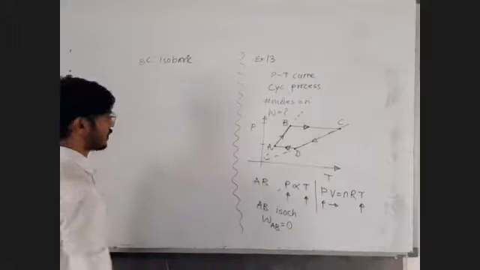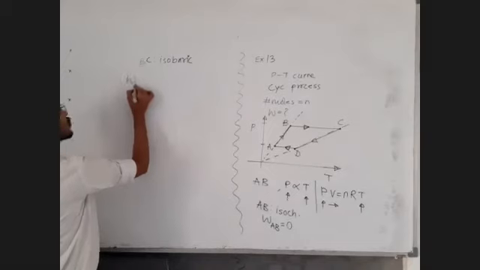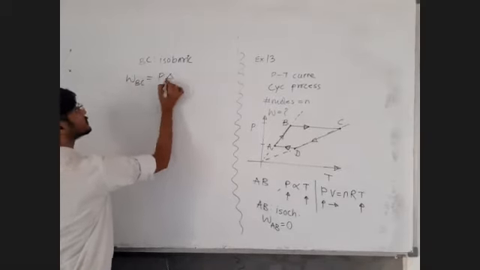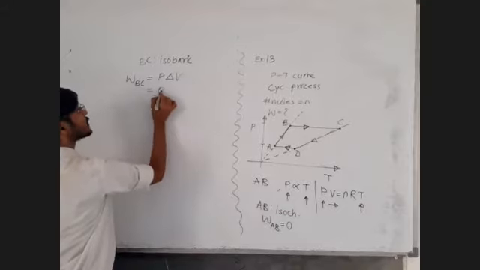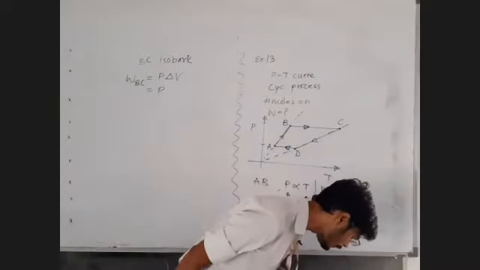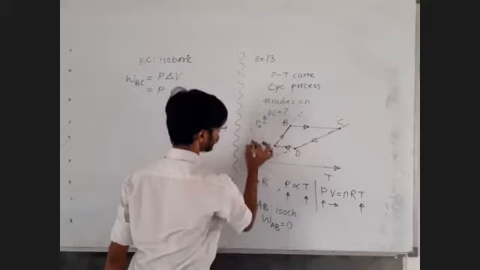Isobaric. Okay. Now for isobaric, let's go for the formula method. Work done, which formula will we use? Sir, P delta V. We know the value of pressure. What is that pressure value? P2. Value P2 here, value P1.